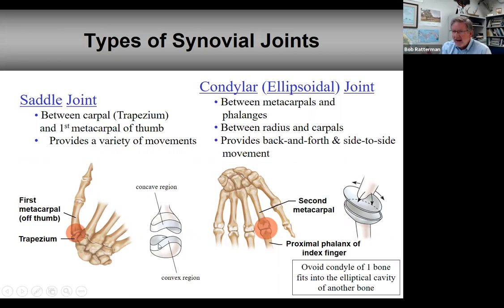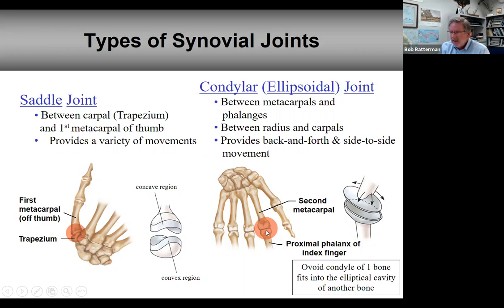And you can get a variety of movements if you think about, you can get rotation, you can get partial rotation anyway, you can get flexion, extension. We'll be talking more about those movements in a few moments. But think of this particular region here to provide an example of a saddle joint.